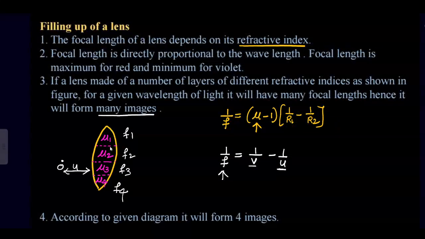So in this example, we have four mediums filled in. We have four focal lengths. Four different images will be formed for the same object.